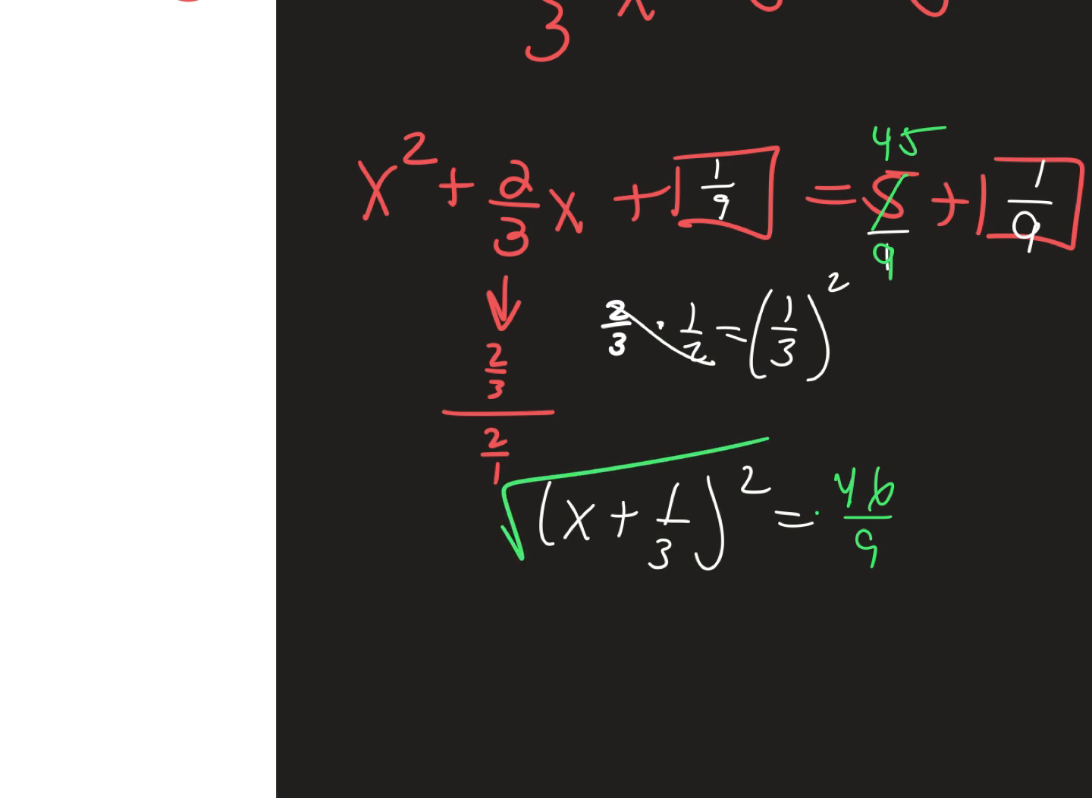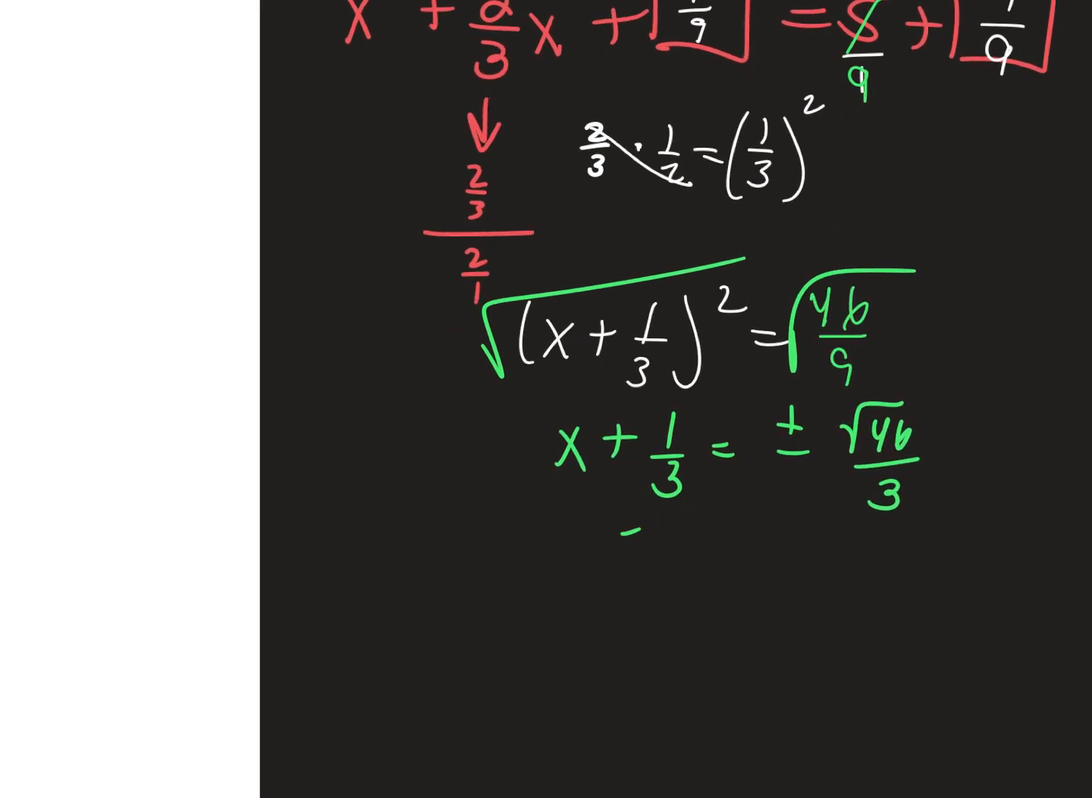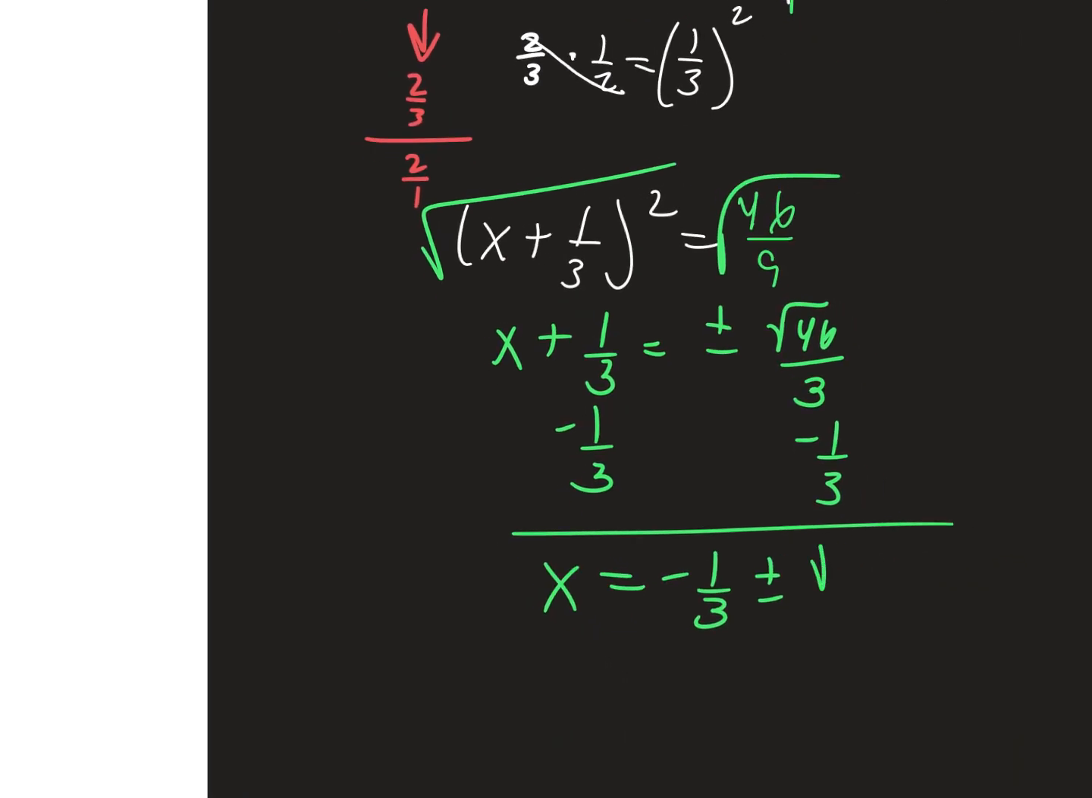So let's take the square root. X plus 1 over 3 equals, I have plus or minus, don't forget, the square root of 46 over the square root of 9 is 3. And the last thing I'm going to do is subtract my 1/3. So x equals negative 1 over 3 plus or minus the square root of 46 over 3. And again, you can write it all together or you can write it separately.